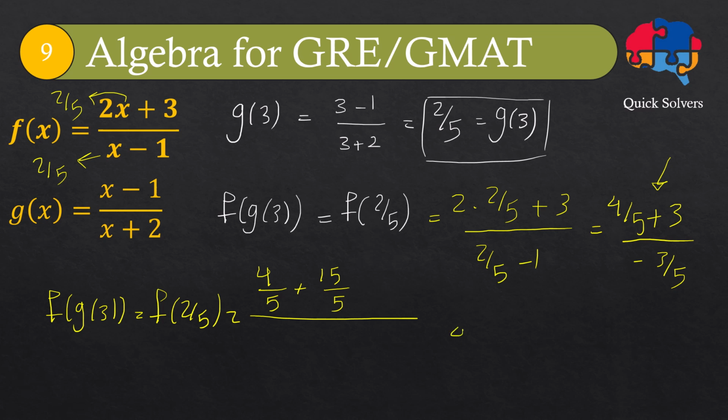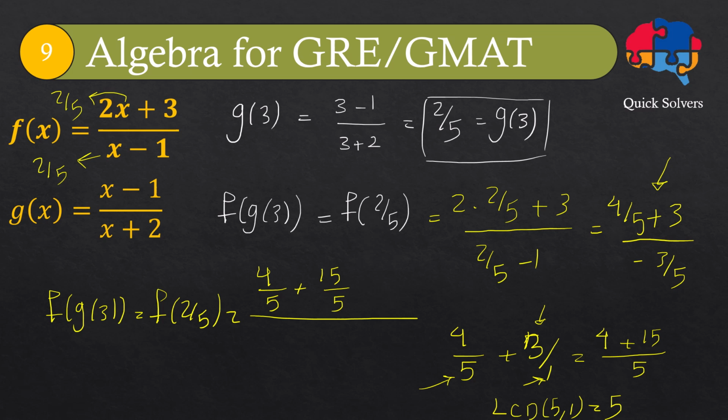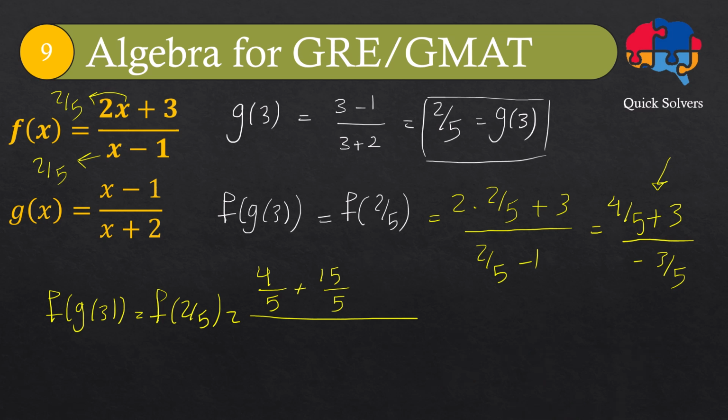And why is that? Well, we had 4 over 5 plus 3 over 1, and here I need to find the least common denominator between 5 and 1, which is 5. Then I have 5 here, so I just write 4. But here I do not have 5, so I multiply the numerator by 5. It gives me 15, and then we have 5 in the denominator. So that means I can directly write this as (4 + 15) over 5.